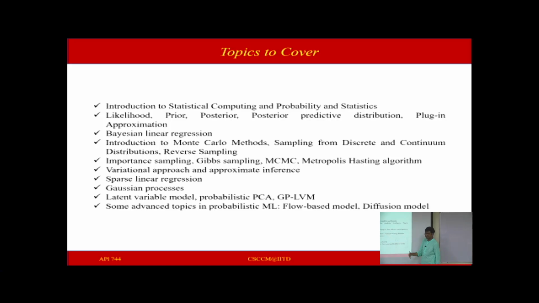10 to 12 is like out of 28, right? So that's a significant portion that we'll spend until this point. Then we'll go to Gaussian process.